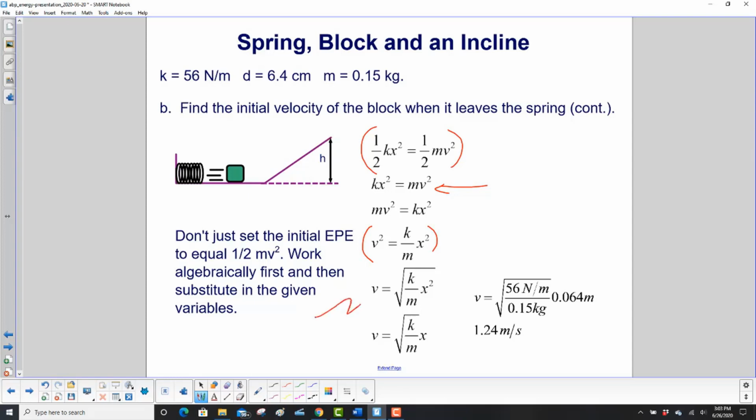So we're almost done. You could actually solve this right here, put the numbers in there, but whenever I have a square under a square root, I like to take it out. Take the square root of x squared and get x. This way, if you leave it in here, you have to square it, and then you're taking the square root again. Here, I took the square root of a variable, which is a lot easier to do than take the square root of a number. So I have velocity is the square root of k over m times x, put in my values, and I find I have a velocity of 1.24 meters per second.